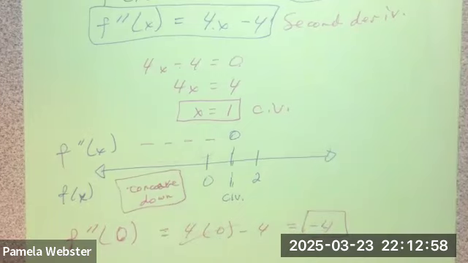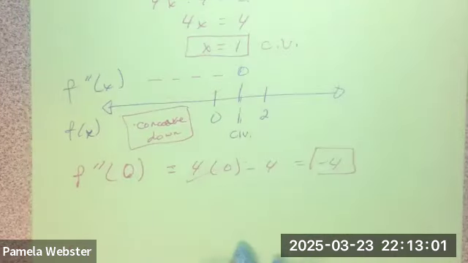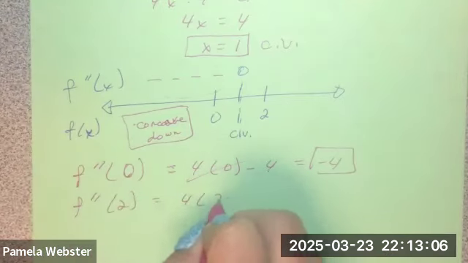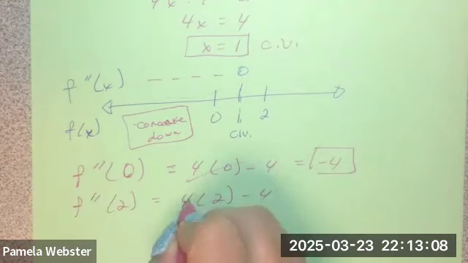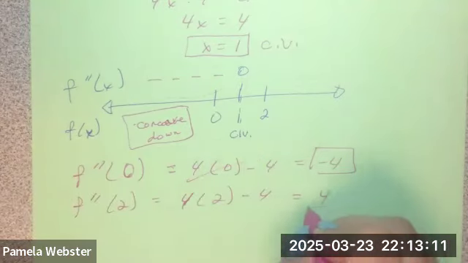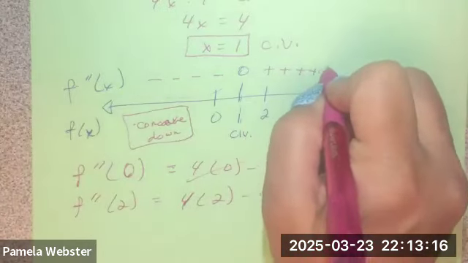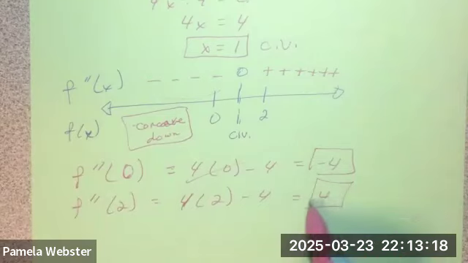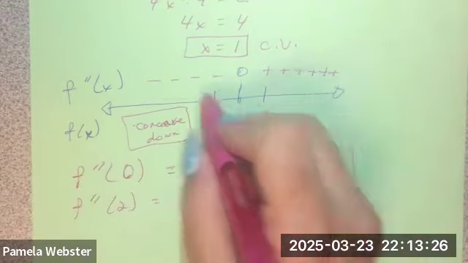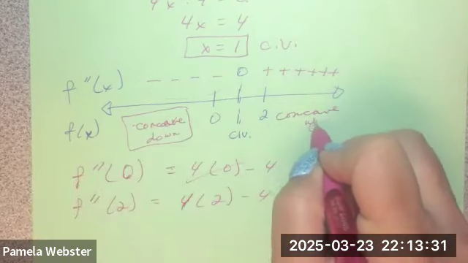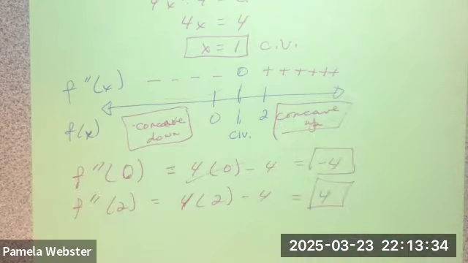Okay. And then one more, I need this test point, so I'm going to do f double prime of 2. 4 times 2 minus 4, that's an 8 minus 4, which is 4. Be a little careful here because it's not always going to change signs. Plus, plus, plus. We saw some examples where they don't always change signs, so you really do have to check. Don't just assume that if this one was concave up, that this one was concave down. In this case, it is concave up, but it didn't have to be.